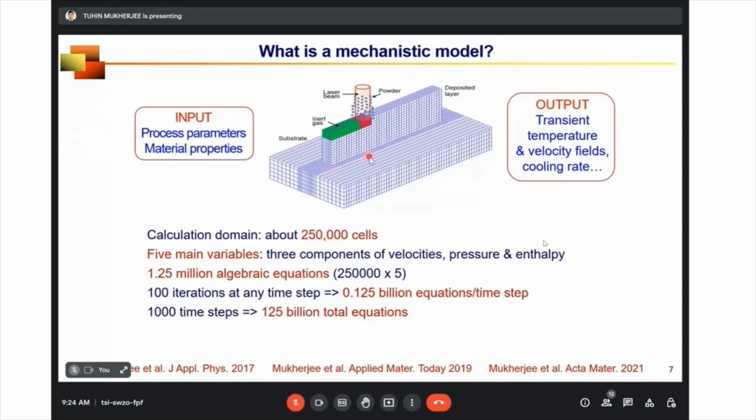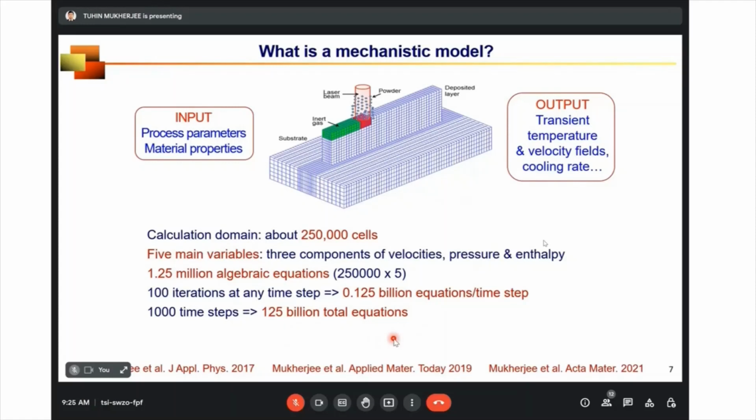And it's a numerical solution, so you need to do iterative calculation to get good convergence. Let's say you are doing 100 iterations, so at the end it's 0.125 billion equations. And just imagine that the laser is moving from this location to that location. It's a continuous process, but we need to discretize this continuous movement, let's say into 1,000 time steps. So at the end, you are solving 125 billion equations. It's a lot of equations, right?